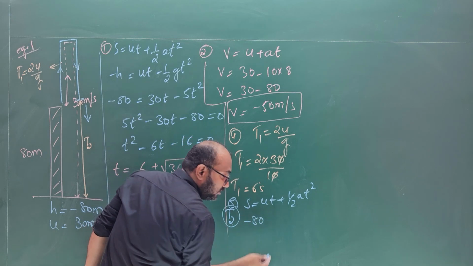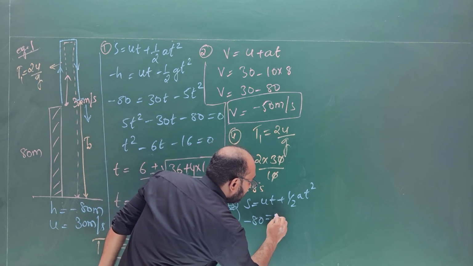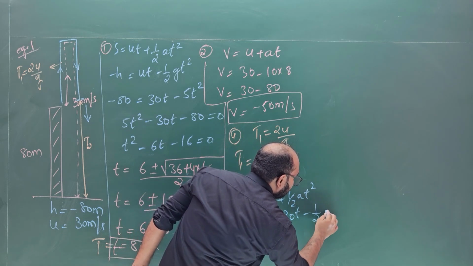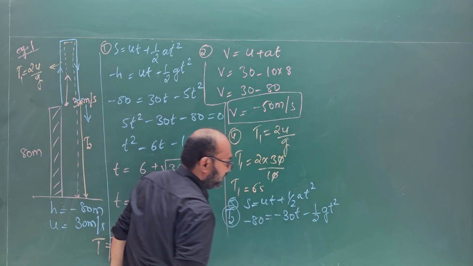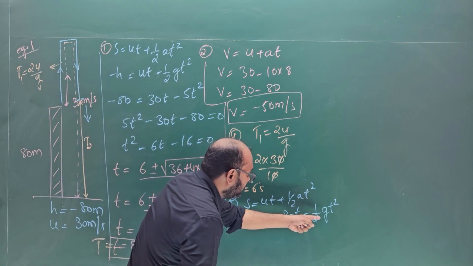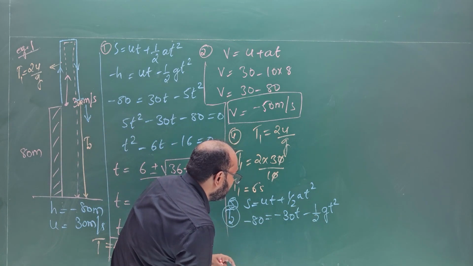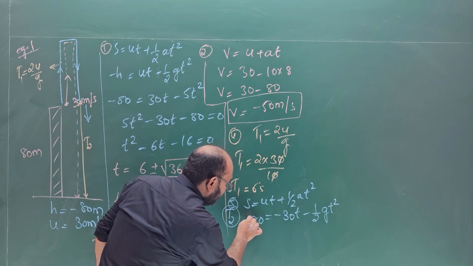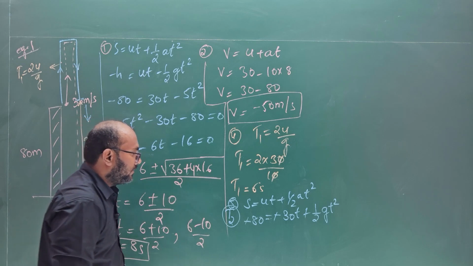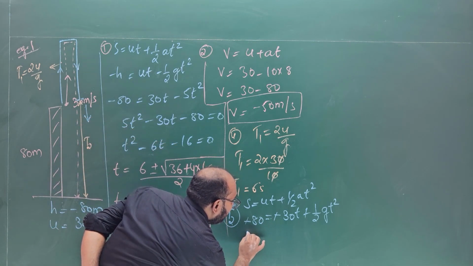Minus 80, it is below the ground. U is minus 30. Time we don't know, minus half, and this becomes gt square. Substituting the g value, this becomes 5. So minus, minus, minus. Can I take minus as common and cancel everything? Okay, now.